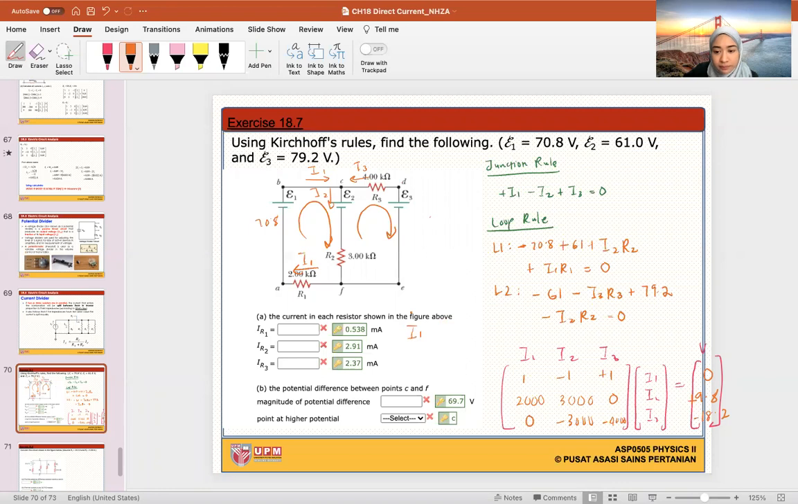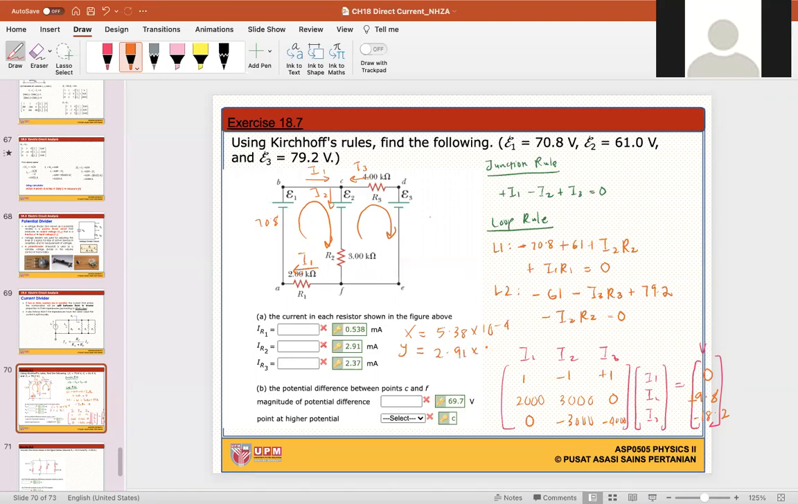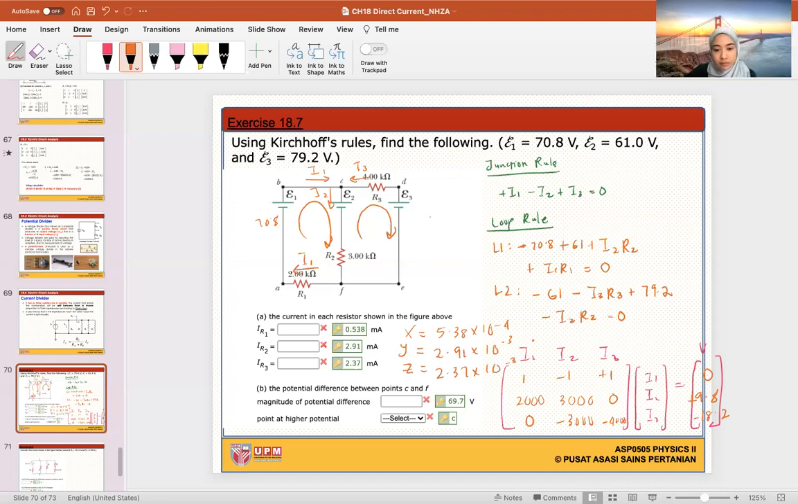So I1, X is 5.38 times 10 to the power negative 4. Okay, and then Y is 2.91 times 10 to the power negative 3. Okay, and Z is 2.37 times 10 to the power of negative 3. Okay, thank you.